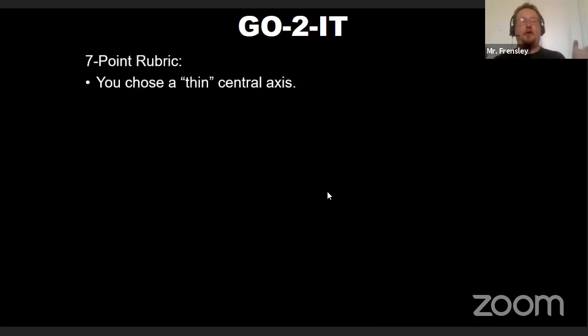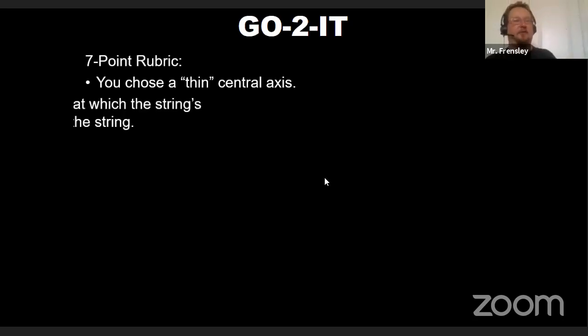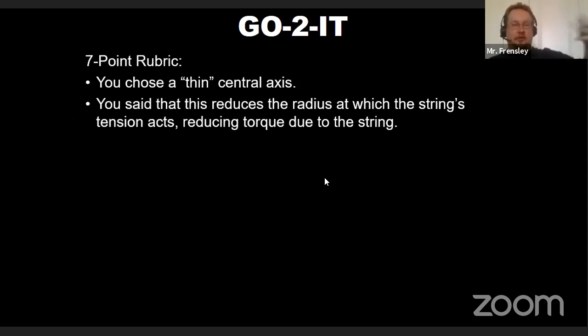So how do you know if you made good design choices? Here's a little 7-point rubric for your design. First of all, you chose a central axis that's very thin, with a small radius. Remember, it wasn't enough to make a good design choice; I asked you to explain why. If you chose a thin central axis, like my chopstick, the reason is that the ropes produce torque. The tensions from the two ropes produce a torque about the central axis.